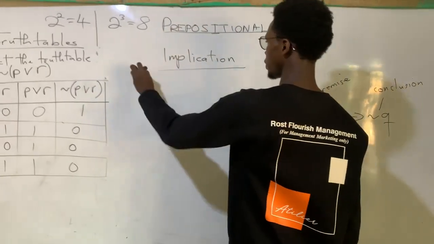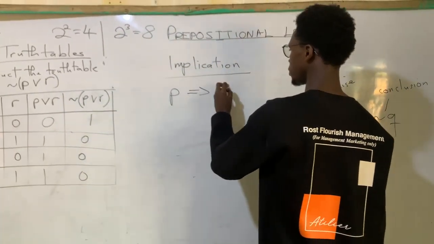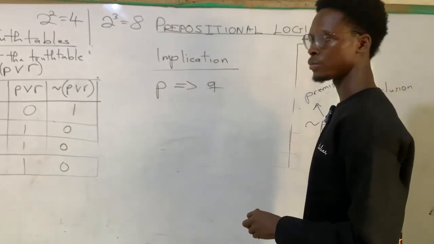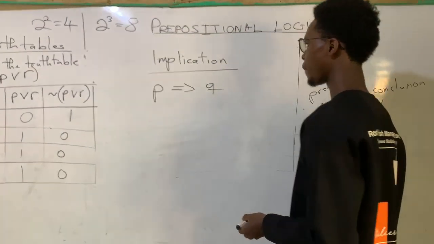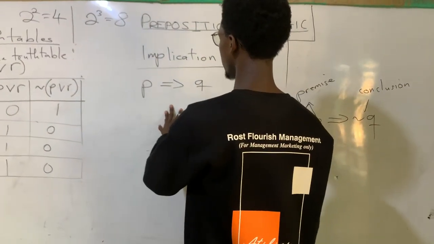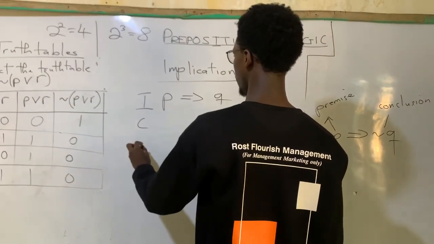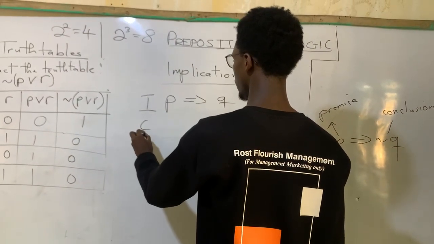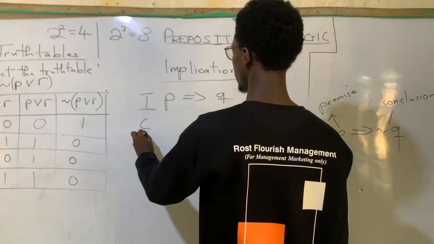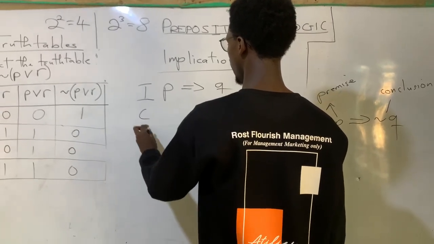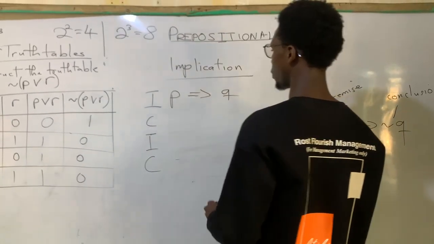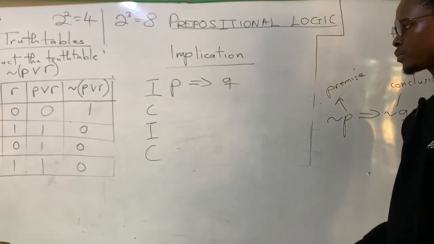And what is an implication? This is an implication. P implies what? Q. Right? So, there is this shortcut I use to identify them. I is implication, C is the converse, right? I C. I again is inverse, and C is contrapositive, right?